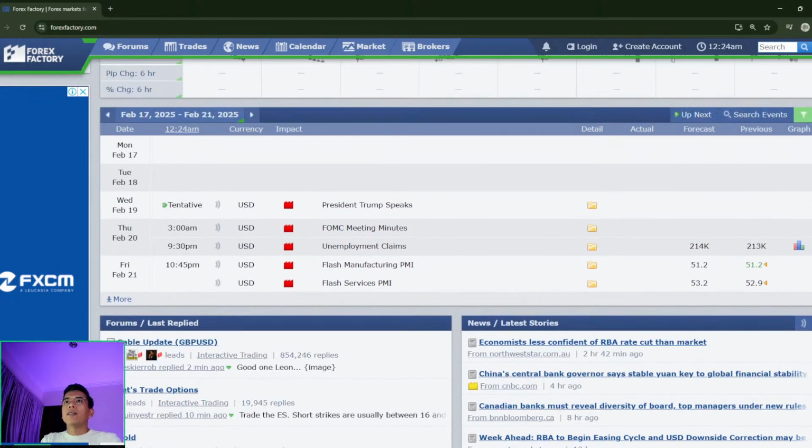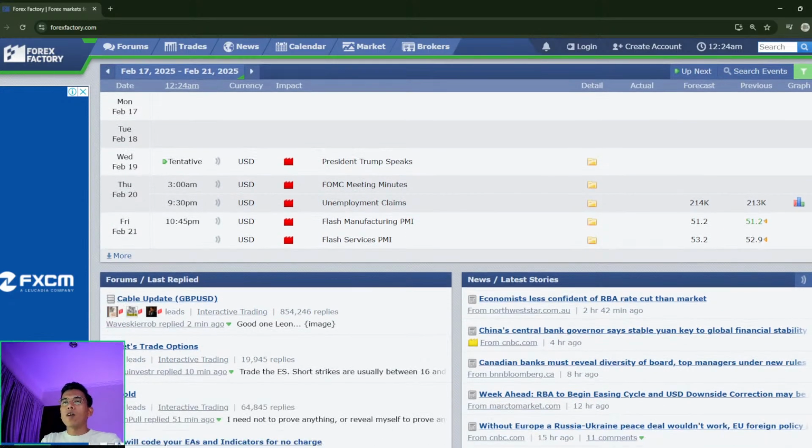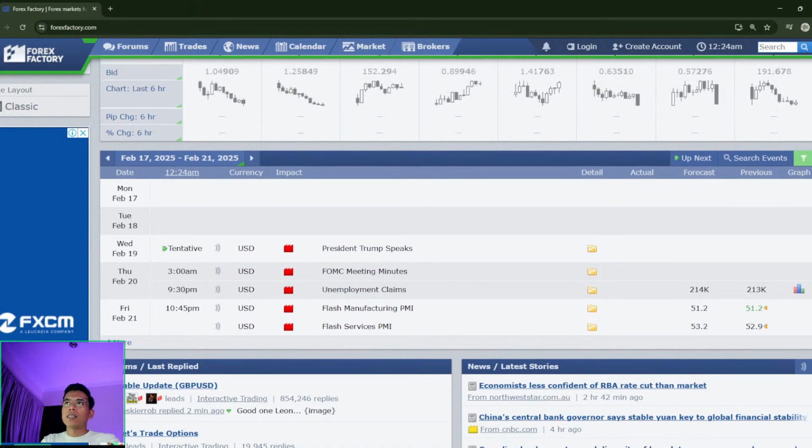Then during the US session on Thursday, we're going to have unemployment claims, and then on Friday, to close the week, we're going to have flash manufacturing PMIs and also flash services PMIs. So this is the high impact news that we're going to face this week.